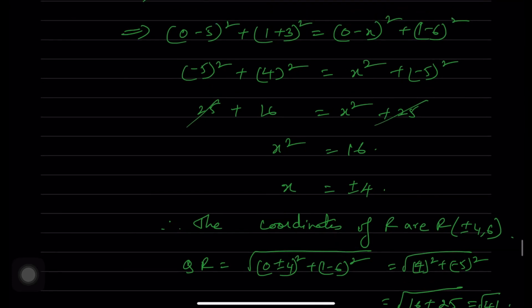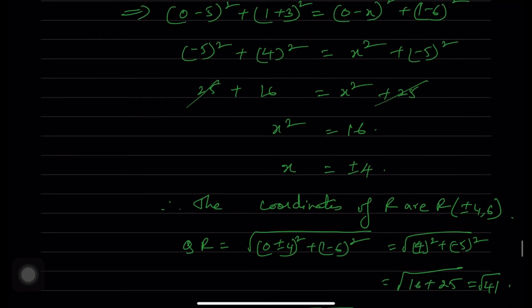So substitute in this: (0 minus 5) whole square plus (1 plus 3) whole square is equal to (0 minus x) whole square plus (1 minus 6) whole square. So expanding, you will get x square is equal to 16. So x is equal to plus or minus 4. So the coordinates of R are nothing but plus or minus 4 comma 6.